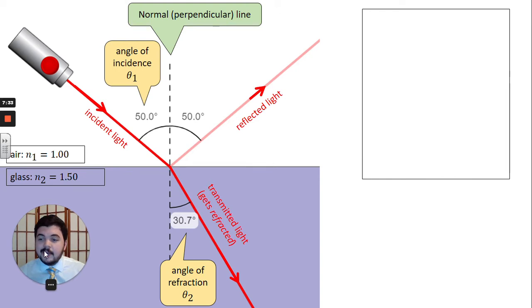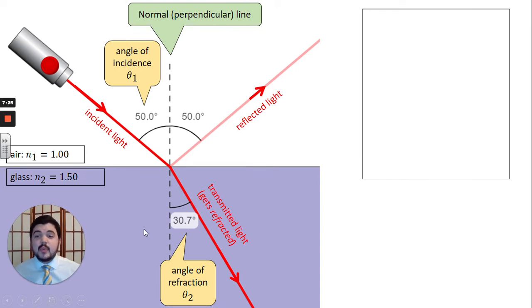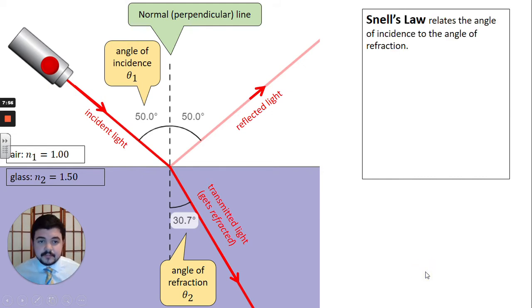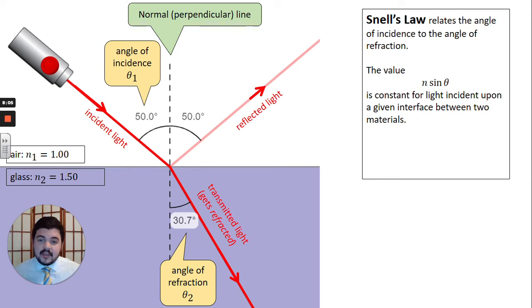So here we go. We're going to talk about Snell's Law next, which relates the angle of incidence and the angle of refraction. You'll notice that we relabeled the angle of incidence with theta 1 now instead of theta INC, and we relabeled the angle of refraction theta 2 instead of theta REFR. And this is convention for Snell's Law. So Snell's Law is our way to relate the angle of incidence to the angle of refraction. And this is the observation.